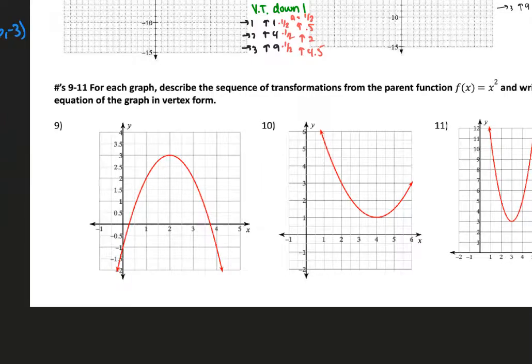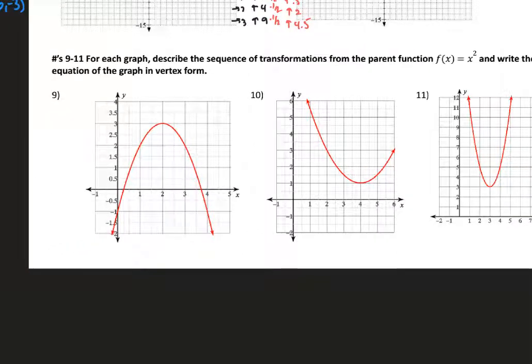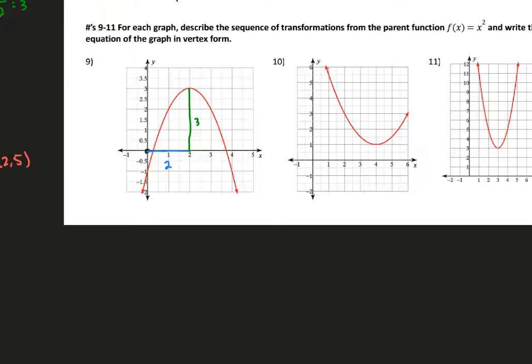Okay, so now with these last few, we're going to be basically working backwards, figuring out what our parent function is, or what our function is based off the graph. All right, so we know our parent function starts at (0, 0). So let's figure out how far our vertex has shifted. So it looks like we went right 2 and up 3 to get to my vertex. So that means that h is going to be 2, which means there's a horizontal translation right 2. And then k is going to be 3, which means there's a vertical translation up 3.